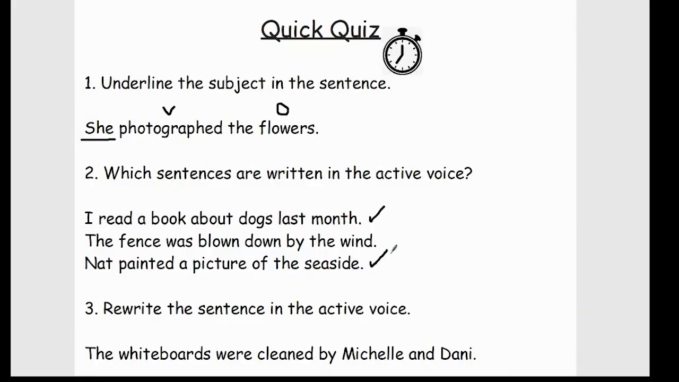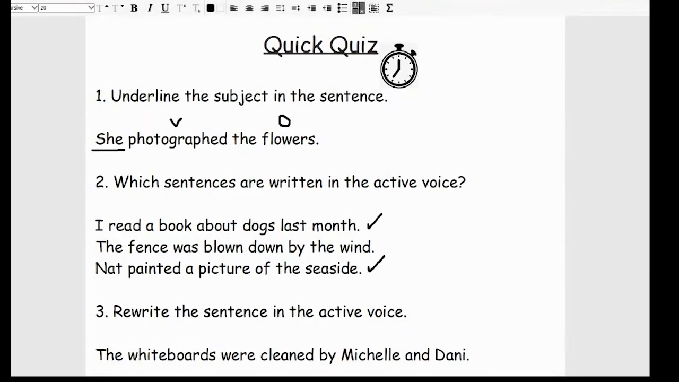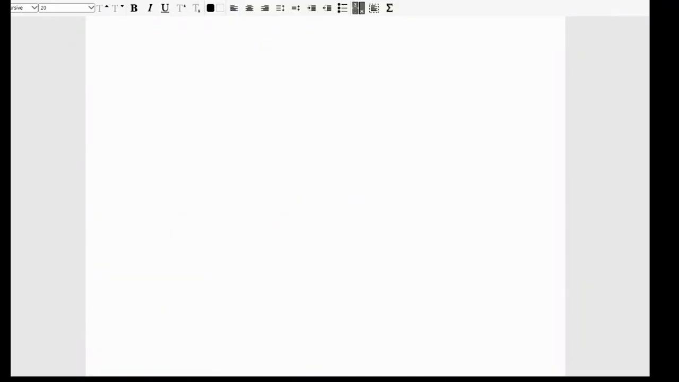And then number 3, rewrite the sentence in the active voice. "The whiteboards were cleaned by Michelle and Danny." For my sentence here, I need to switch it around. So I need Michelle and Danny to become my subject. So, "Michelle and Danny cleaned the whiteboards." If you can see, we've gone from object, verb, subject to subject, verb, object as our answer there.